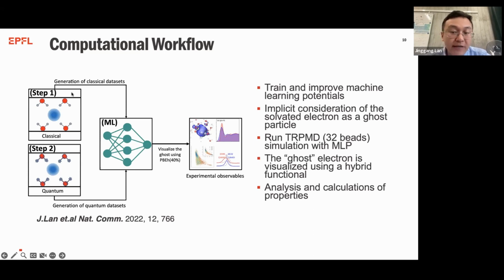So in the training, the solvated electron is implicitly considered as a ghost particle. That means there is no atomic representation for the solvated electron. The solvated electron is rather a structural effect for the water. This turned out to be a good approximation since our simulation is based on the Born-Oppenheimer approximation, and for a given atomic configuration of nuclei, there is only one electronic structure corresponding to it. So then we use a hybrid functional to visualize the solvated electron, and afterwards we can analyze and calculate the properties of the solvated electron.